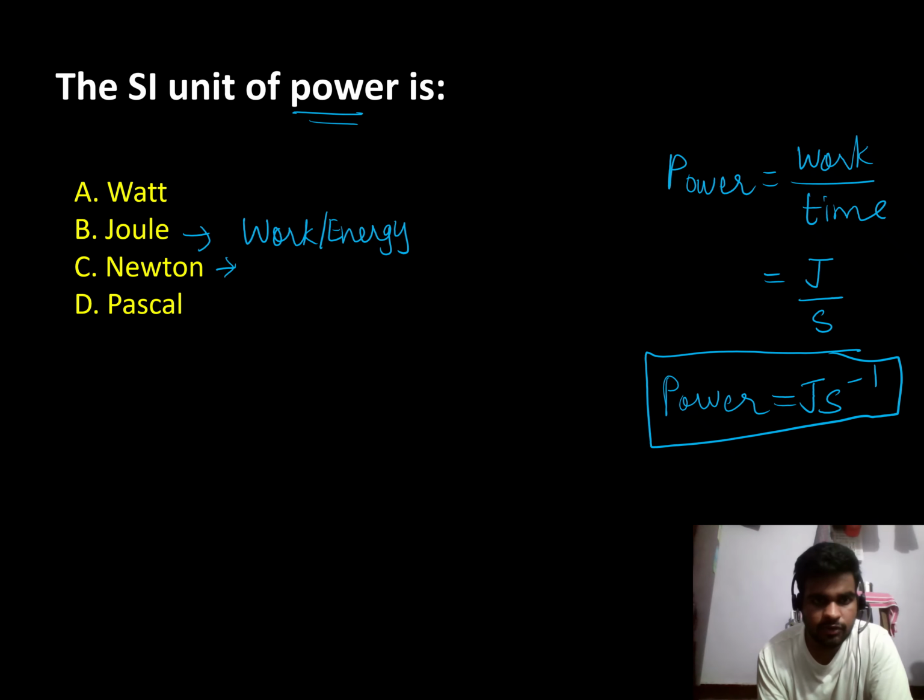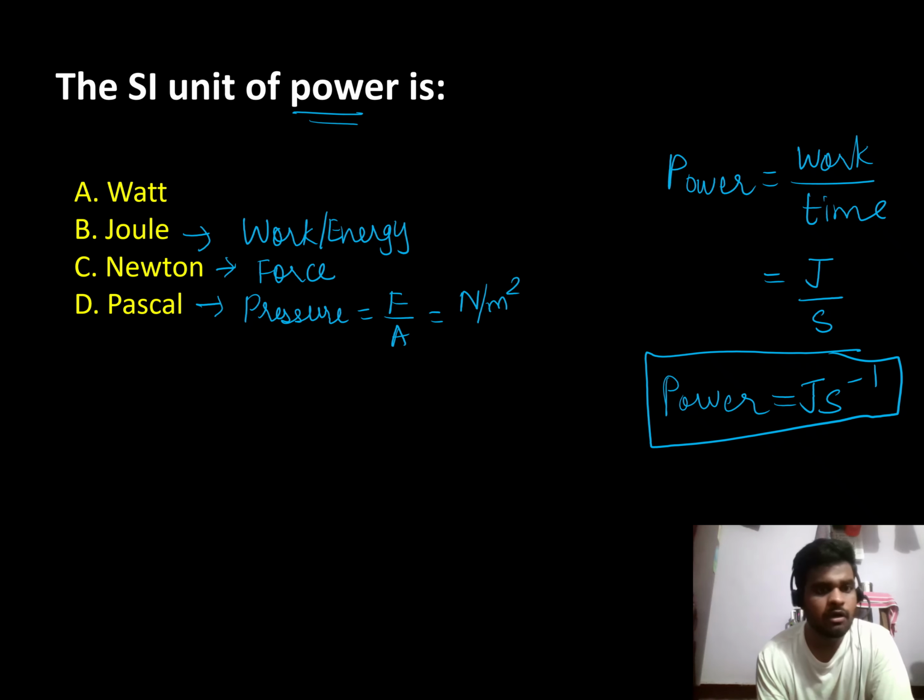Let's see other options. Newton is the force unit. Pascal is the SI unit of pressure. Pressure is force per unit area, right? Newton per meter square should be the SI unit. And watt is the unit of power. So the answer to this question is option A.